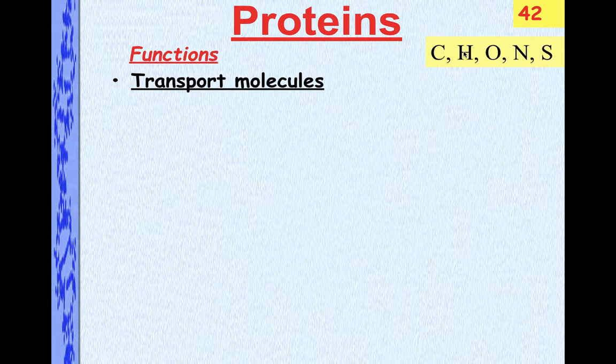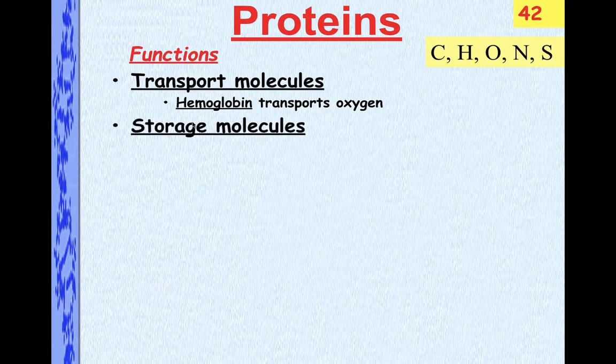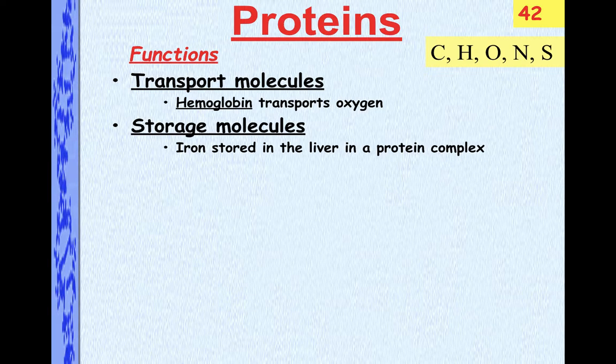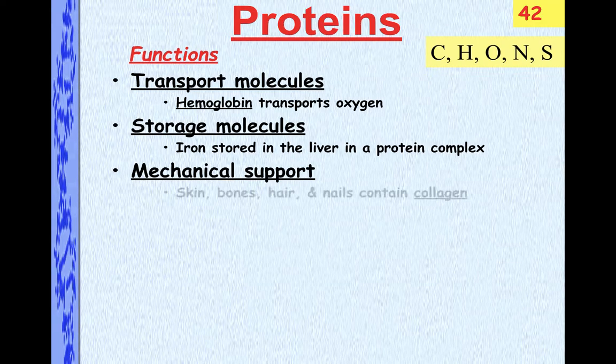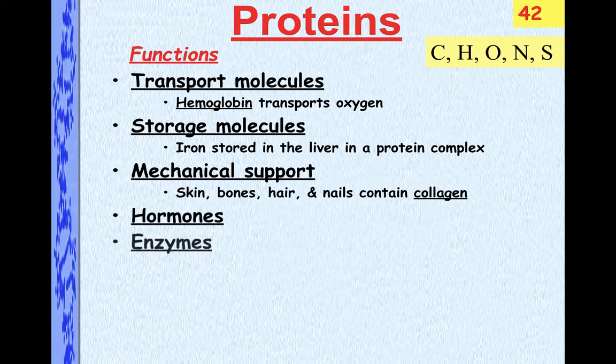So one thing they can do is be a transport molecule. For example, the protein hemoglobin in your blood helps transport oxygen throughout your body. They can be used for storage. So iron becomes stored in the liver from a protein complex. It can be used for mechanical support. So things like skin, bones, and hair, they're all built of a protein called collagen. Hormones. Hormones direct many kinds of chemical activities in the body.